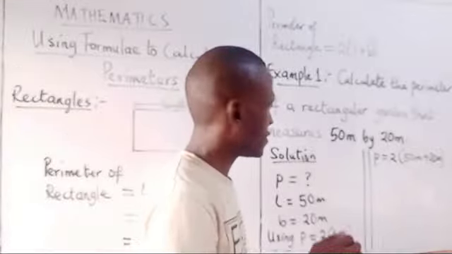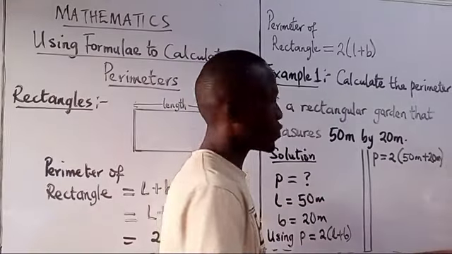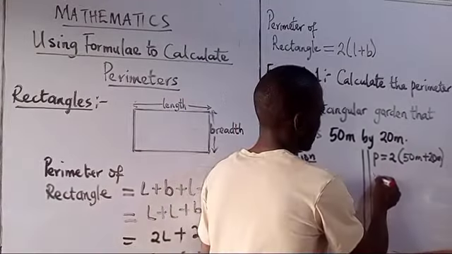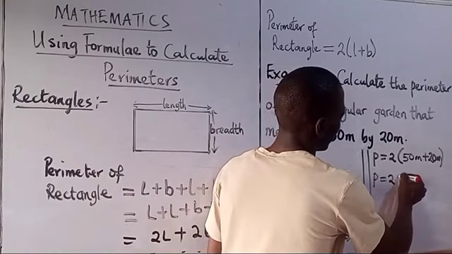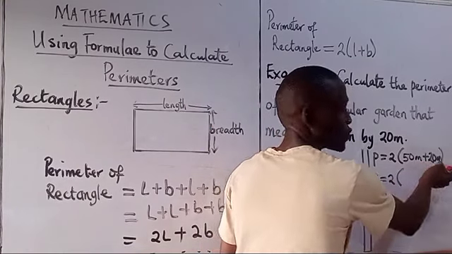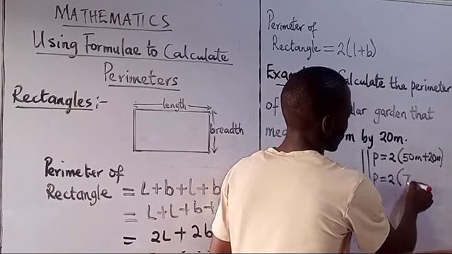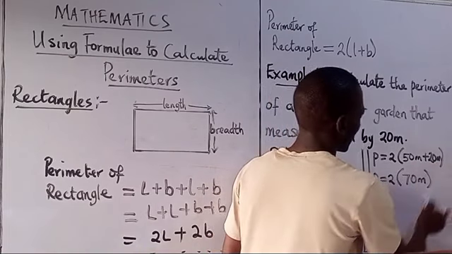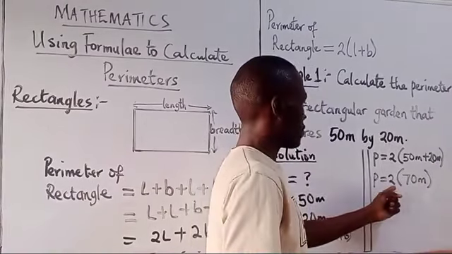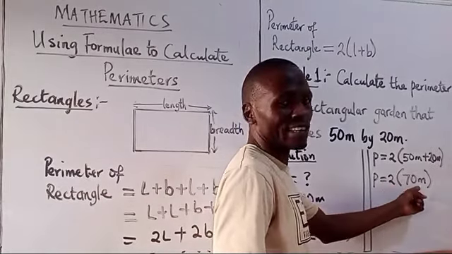What next is we are going to add those two values together. 50 meters plus 20 meters. That gives us 70 meters. And then we multiply 2 by 70 meters.